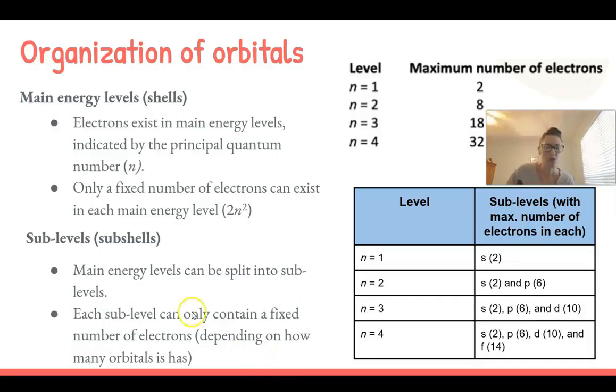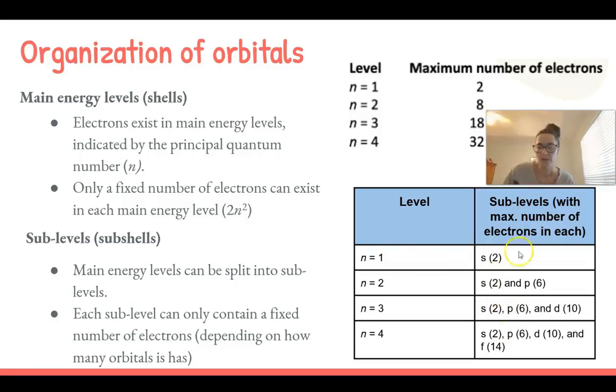So each sublevel can only contain a fixed number of electrons depending on how many orbitals it has. An S sublevel only contains 2 electrons, as there's only one S orbital. There can be 3 orbitals in a P sublevel, so it can contain 6 electrons. There can be 5 orbitals in a D sublevel, so it can contain 10 electrons, and there can be 7 orbitals in an F sublevel, which can contain 14 electrons, because remember, 2 electrons per orbital.